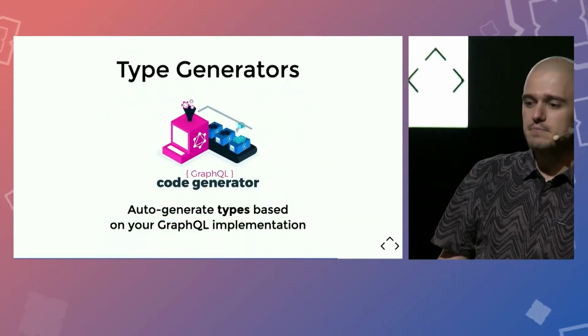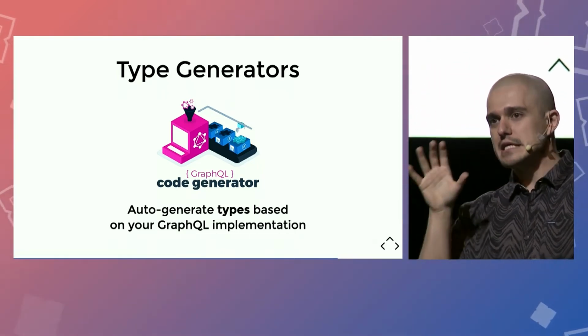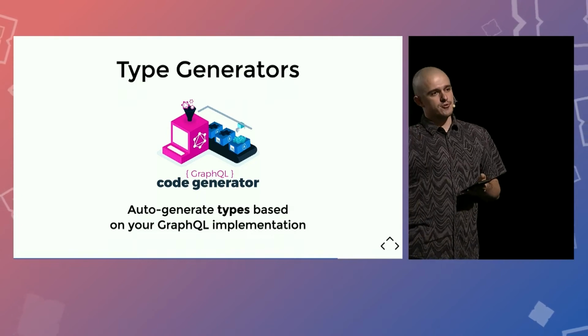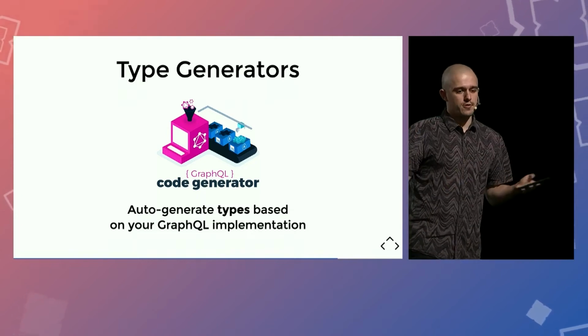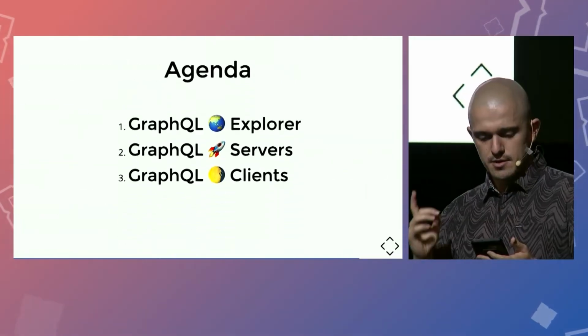The type generator, GraphQL Codegen, is an open source library created by The Guild, so anybody can go and just use it. And we are going to auto-generate the TypeScript types based on our GraphQL schema for both backend and frontend. So I think we're good.